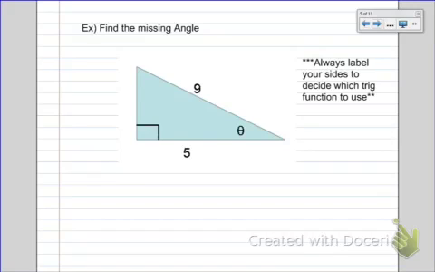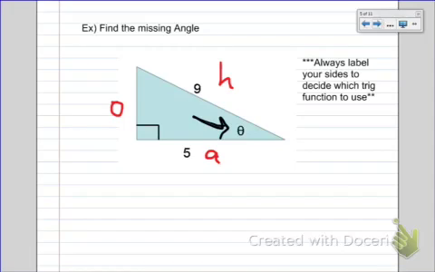use. So here's my theta I'm looking for, right here. And I've got to compare the sides they gave me. So, well, the side not there would be the opposite. 9 would be my hypotenuse, and 5 is going to be the adjacent side. Okay? Got to know that stuff. If you don't know that right now, you need a little extra practice at home in your own time. So I know the 5 and the 9.